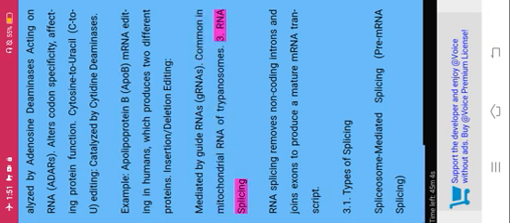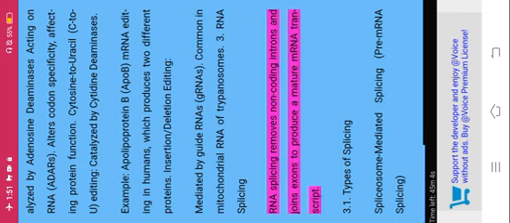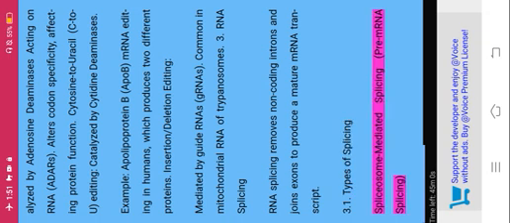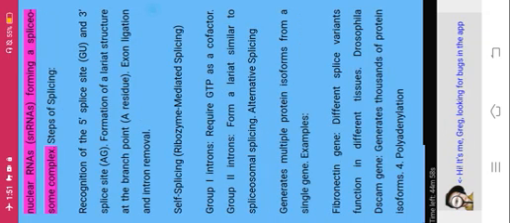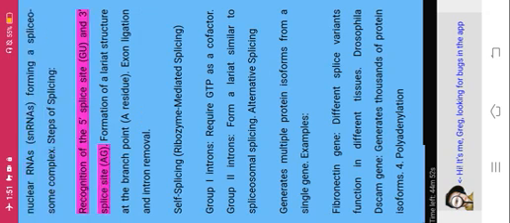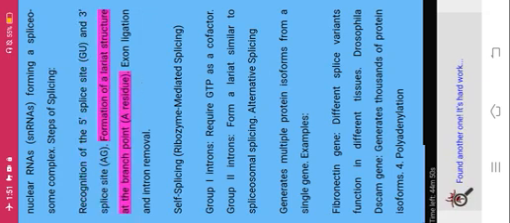3. RNA splicing. RNA splicing removes non-coding introns and joins exons to produce a mature mRNA transcript. 3.1. Types of splicing. Spliceosome-mediated splicing, or pre-mRNA splicing, occurs in eukaryotic nuclei and involves small nuclear RNAs (snRNAs) forming a spliceosome complex. Steps of splicing: recognition of the 5' splice site GU and 3' splice site AG, formation of a lariat structure at the branch point, an A residue, then exon ligation and intron removal.